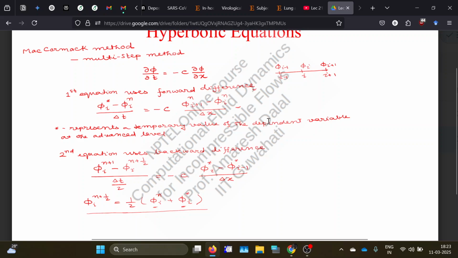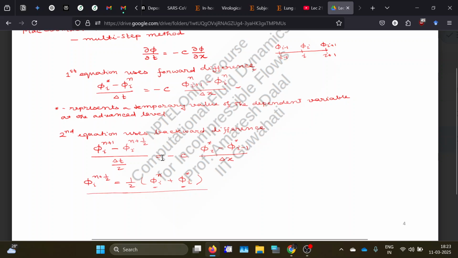Then in the next step, it assumes a half step going from n plus half to n plus 1 and uses a backward difference for it. And the n plus half, since we have not calculated n plus half, right? Sorry, just a minute. I missed it. So first you do a standard forward difference and get a guess value. That is that star value.